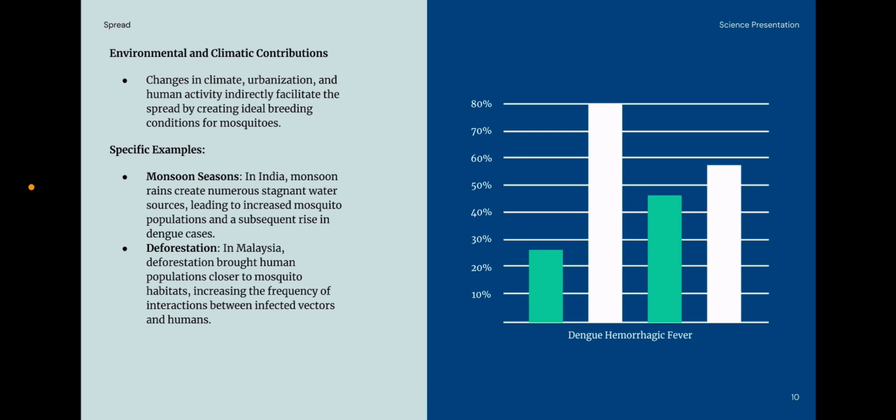The environment and climate also play a role in the spread. Climate change, urbanization, and human activity indirectly facilitate the spread by creating ideal breeding conditions for mosquitoes. Specific examples: in India, monsoon rains create numerous stagnant water sources, leading to increased mosquito populations and a subsequent rise in dengue cases. Another example is deforestation. In Malaysia, deforestation brought human populations closer to mosquito habitats, increasing the frequency of interaction between infected vectors and humans.